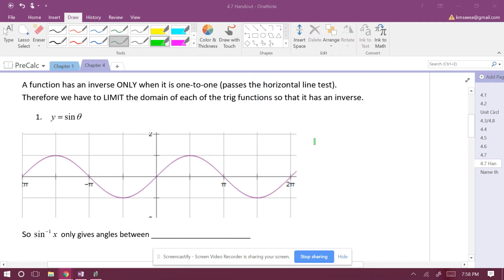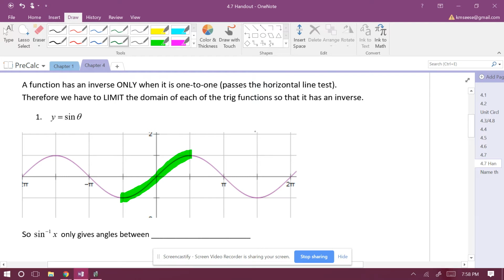So what we're going to do, similar to what we did with parabolas and absolute value functions, is limit the domain of this function so that it does pass the horizontal line test. Looking at sine, how can we limit the domain so that it passes? If you take half of a wave here, as illustrated, you can limit the domain so that it does pass the horizontal line test.